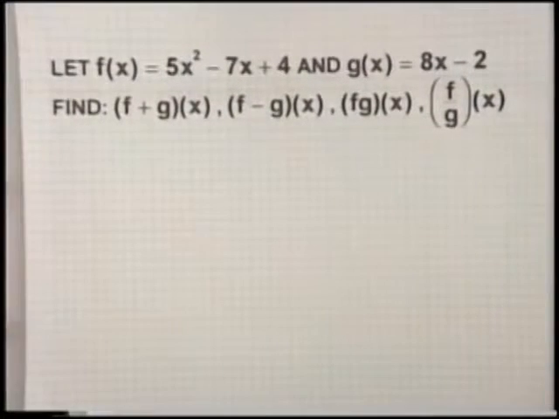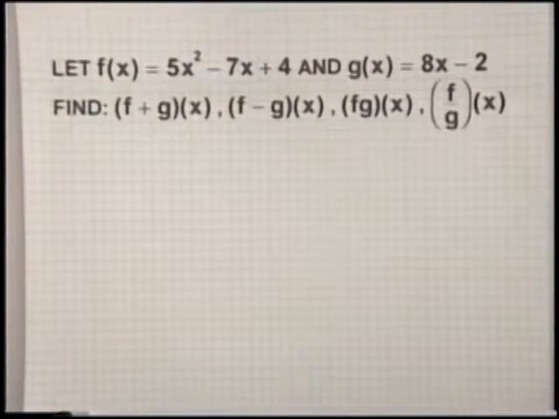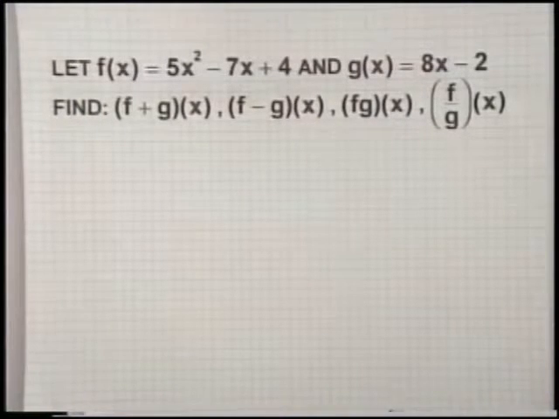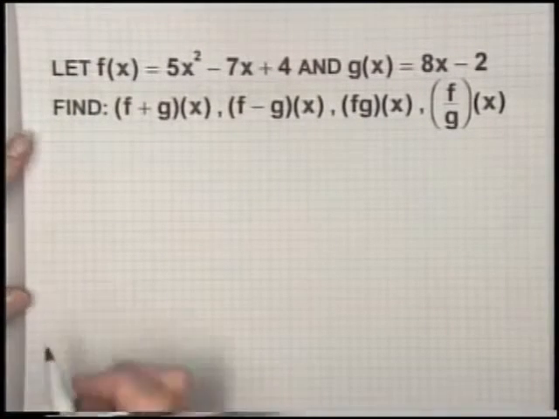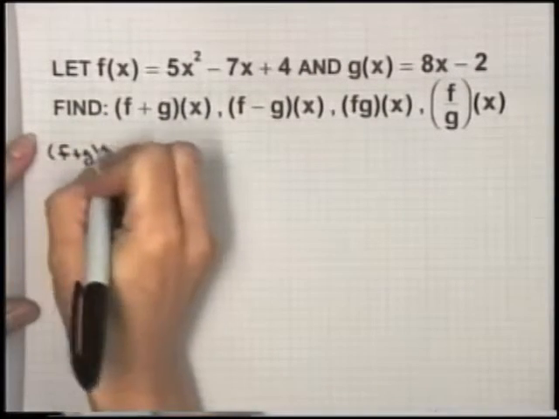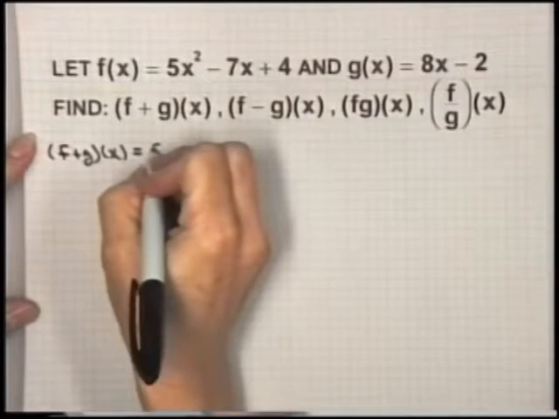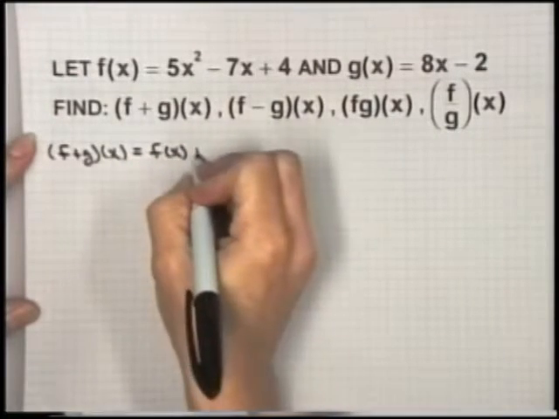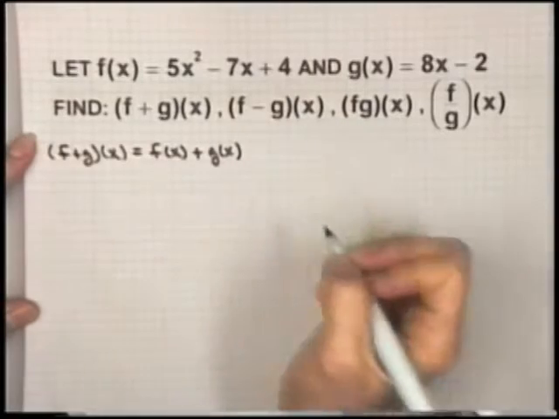Let f of x equal 5x squared minus 7x plus 4 and g of x equal 8x minus 2. We are to find the sum of f and g, the difference of f and g, the product f times g, and the quotient f divided by g. Let's start with the sum. We're going to write f plus g of x. By definition, that means we are doing f of x plus g of x.